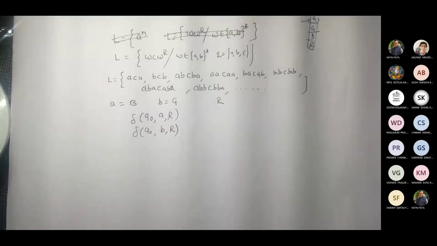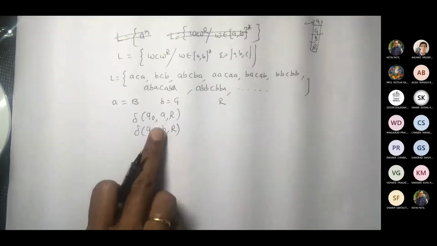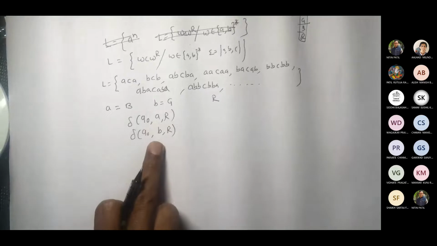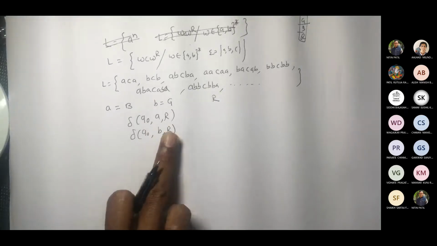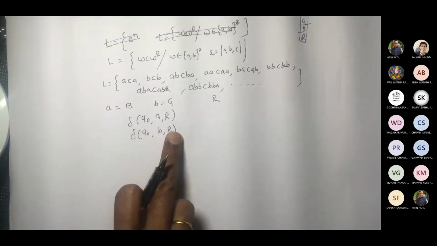Am I right? See, you can see that the string may start with A, or the string may start with B. At the top of the stack, there is R. Correct?